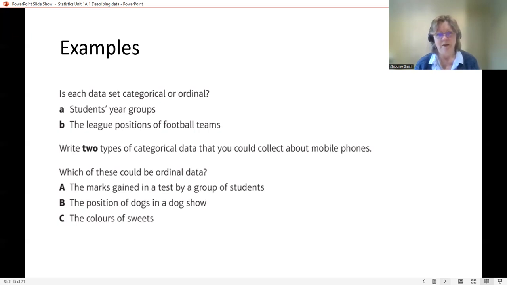A, the marks gained in a test by a group of students, or B, the position of dogs in a dog show, or C, the colours of sweets. So take a couple of minutes to think about those 3 questions there. And then we'll have a look at the solutions.